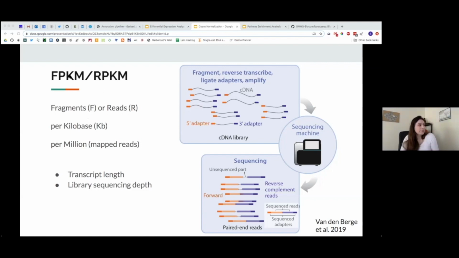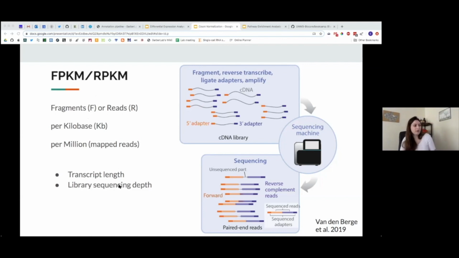So most of the time I'm going to talk about fragments because whether it's single end or paired end doesn't matter. What it means is, whether you see that read from the pair or not, you had one fragment in your library. So this method can account for these two things: both the transcript length and the library sequencing depth.